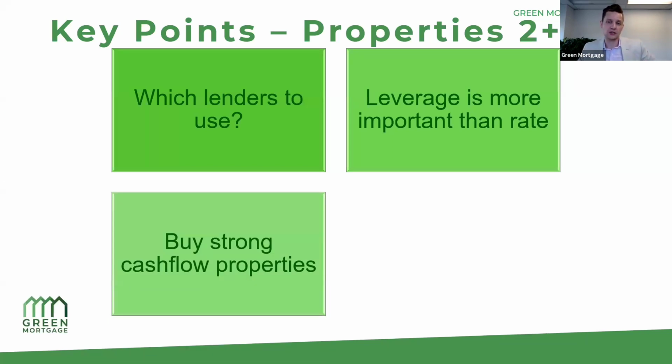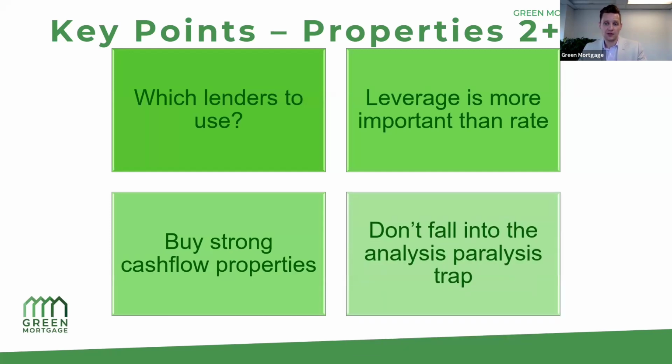Another key thing is buying strong cash flow properties. If you buy a lot of speculative properties that do not generate great cash flow, every rental property that you own will generally be a net negative on your application. So I'll repeat that: every rental property you own will generally be a net negative on your application. That's because the lenders only use between 50 to 80% of the rent to help you qualify. So it's really important that you buy properties that generate really strong cash flow.